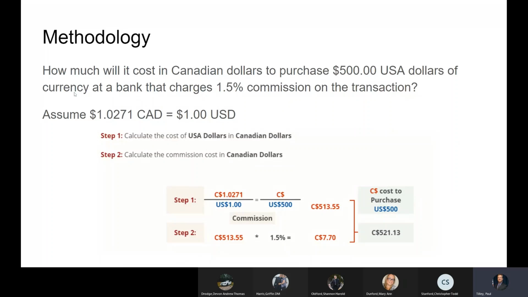If you run into this issue, commission is charged on the final amount. So what we're going to do is, we know that the Canadian amount was 513. They're charging commission on that, so 1.5% of that, which is $7.70. Add the two together and that will give you the total cost of the trade.